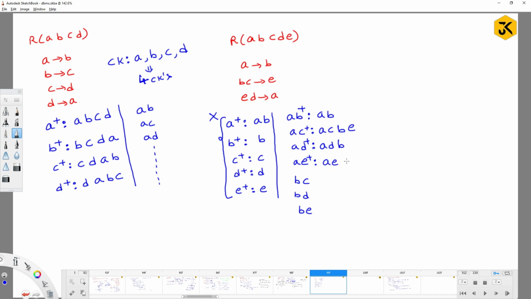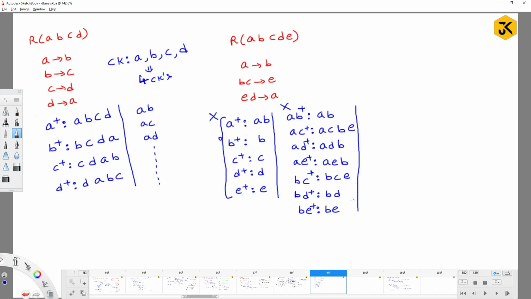AE will get, from A you will get B, any other things? No. Similarly, try to find out BC closure. BC, from BC you will get E and any other things? No. Find out BD closure. BD is possible, and from BD any other things? No. Similarly, BE closure. BE possible and not getting any other things, right? Means that all 2 levels are also not the candidate key here.